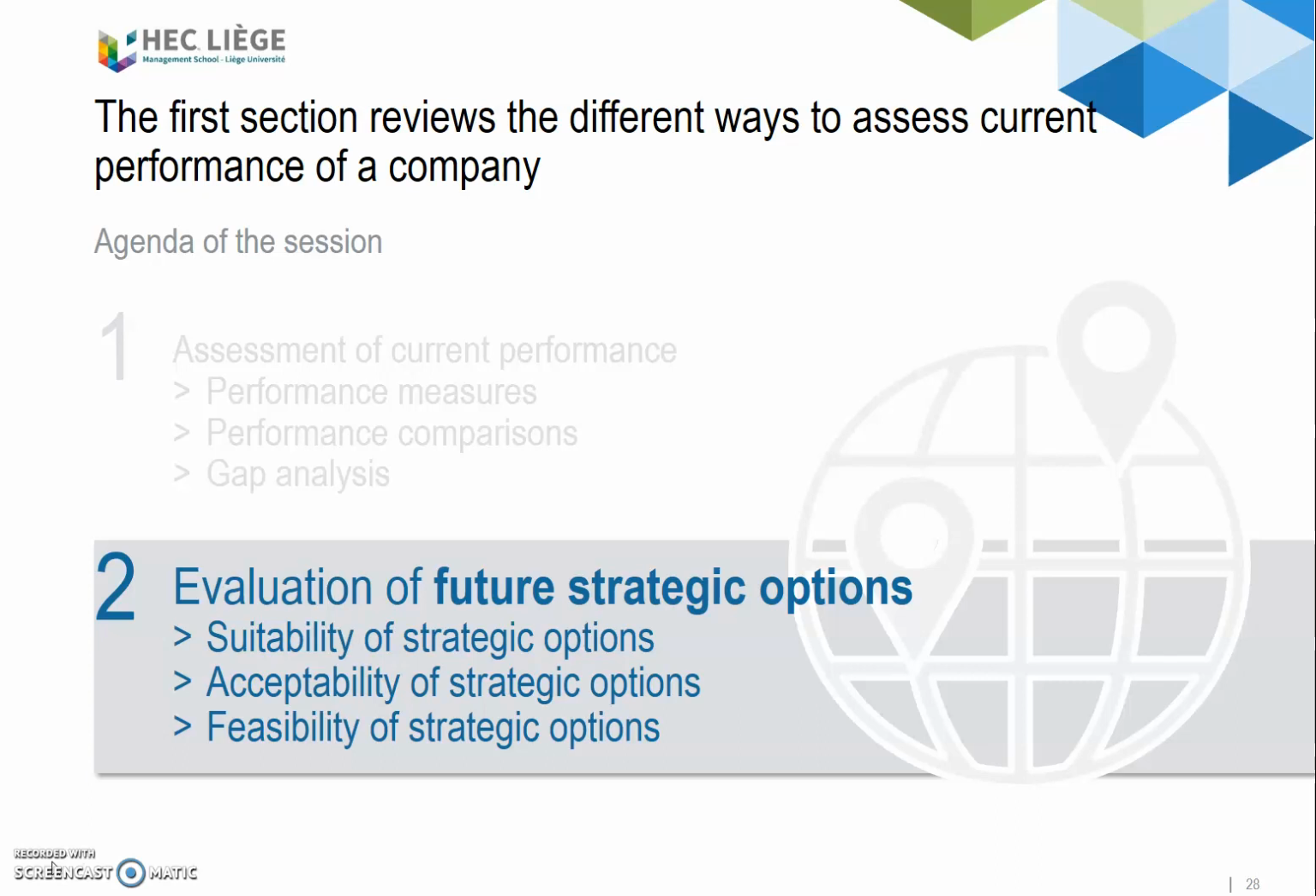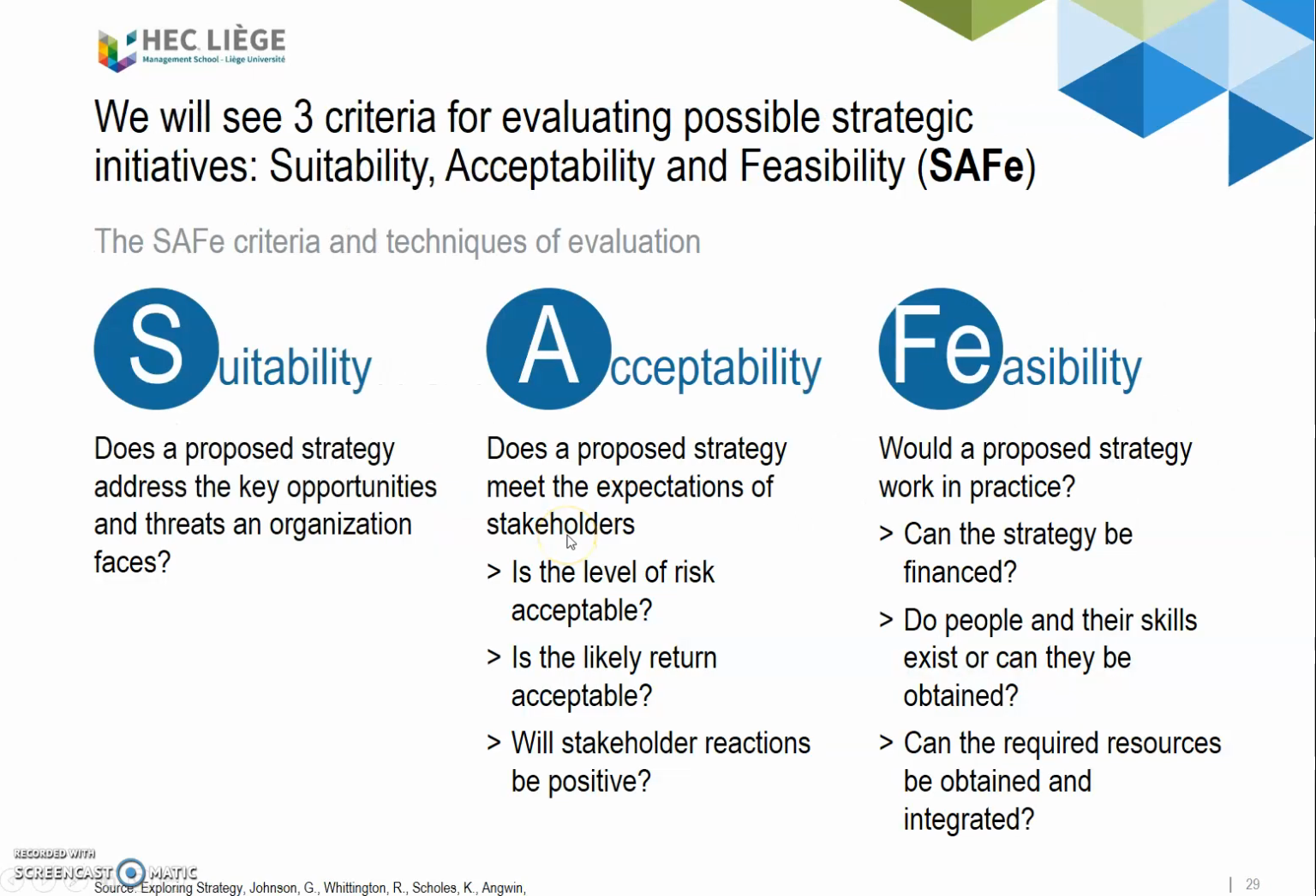So to assess and evaluate future strategic options, we use a very simple framework that we call the SAFE framework. SAFE is S for suitability, A for acceptability, and FE for feasibility. That's actually three subsequent questions that you should ask yourself, and it's only if your options go through these triple filters that it's probably a good idea to launch the activities, the actions, the project, or the full-blown strategy.